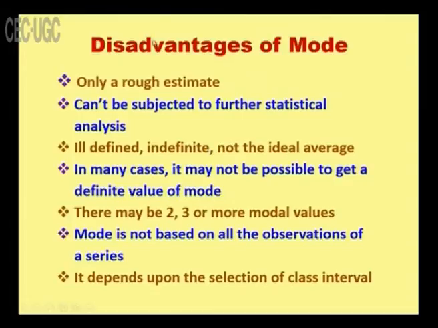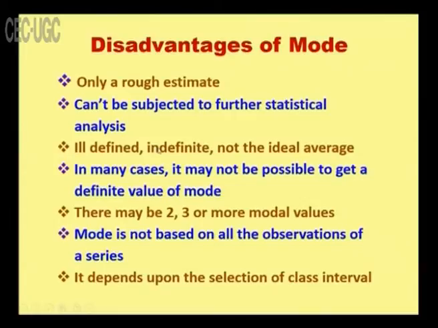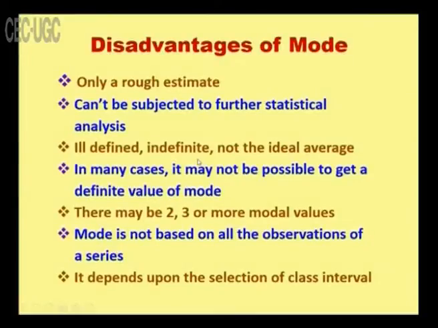And now, what are the disadvantages? It is a rough estimate and it cannot be subjected to further statistical analysis like mean and standard deviation. They can be analyzed further, but the mode cannot. And it is ill defined, indefinite, and not the ideal average. As we have already discussed, a single data set can have many modes, and therefore which mode you will take as the central tendency, there is no definition for that. In many cases, it may not be possible to get a definite value of mode. We can't say which is the exact mode.